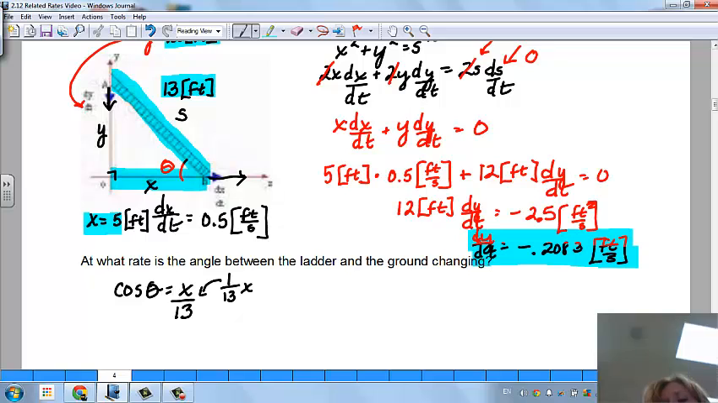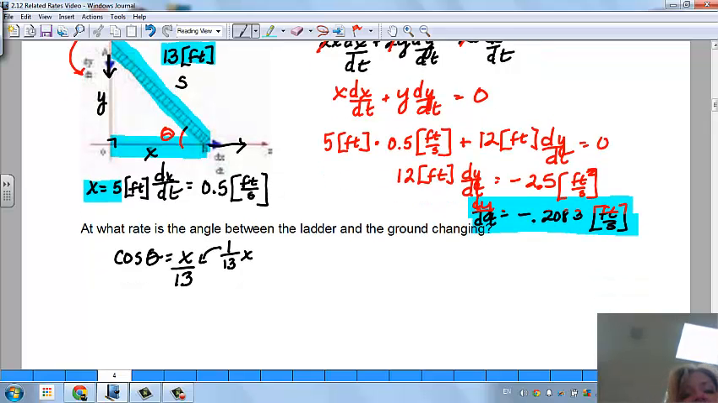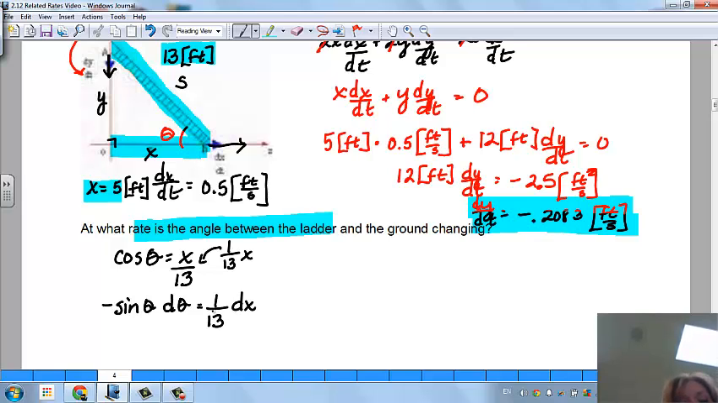Now I want to find out at what rate the angle between the ladder and the ground is changing. So you're looking for d theta/dt in this case because we call the angle theta. So I'm going to take the derivative. The derivative of cosine is negative sine theta d theta equals, if I do the power rule, 1 over 13 dx, and then I'm going to do dt. Now I've got to solve for d theta/dt. This is what we're looking for, how fast the angle is changing, and we called it theta.